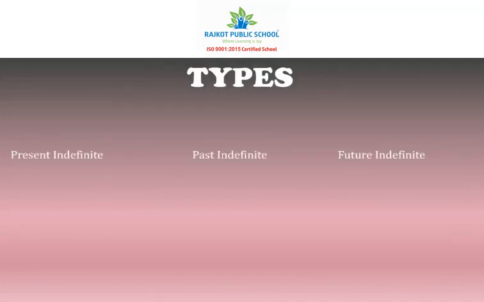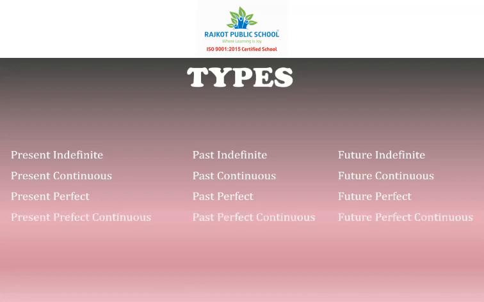So here you can see all the types of tenses, starting with present indefinite tense, present continuous tense, present perfect tense, present perfect continuous tense, past indefinite tense, past continuous tense, past perfect tense, past perfect continuous tense, future indefinite tense, future continuous tense, future perfect tense, future perfect continuous tense. You can note these down in your copies.